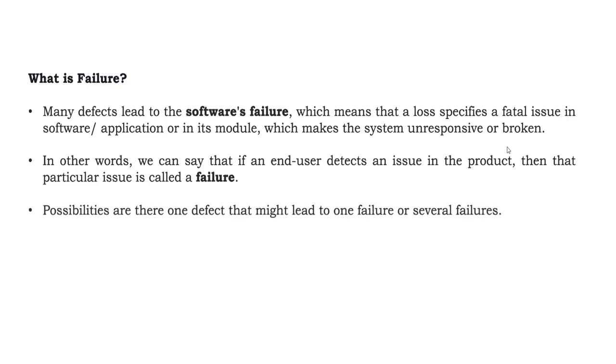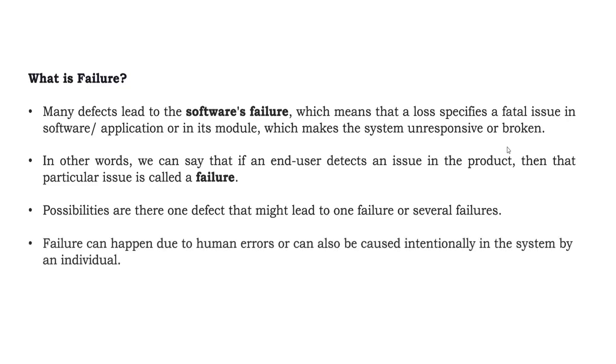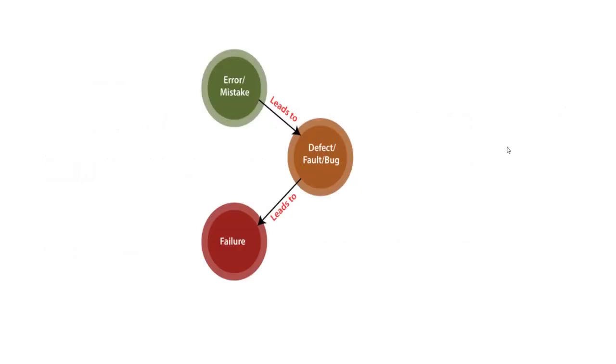Possibilities are one defect might lead to one failure or several failures. There could be one missed small defect which leads to the failure. So be careful while testing it. Failure can happen due to human errors or can also be caused intentionally in the system by an individual. Okay, so basically we can say that majorly it is the human error which leads to the failure.